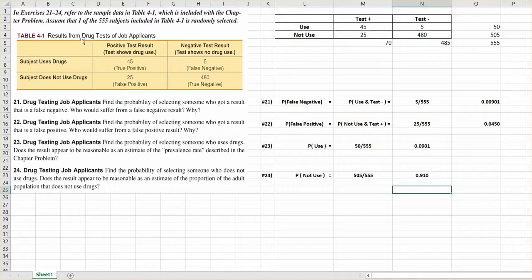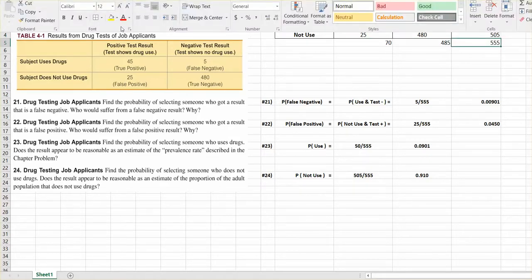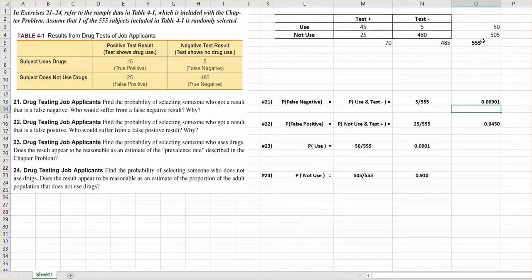So when working off of a joint frequency table or a contingency table, you are going to want to total everybody up and get your grand total there, because your grand total is going to be the denominator of pretty much all the questions that we're looking at.